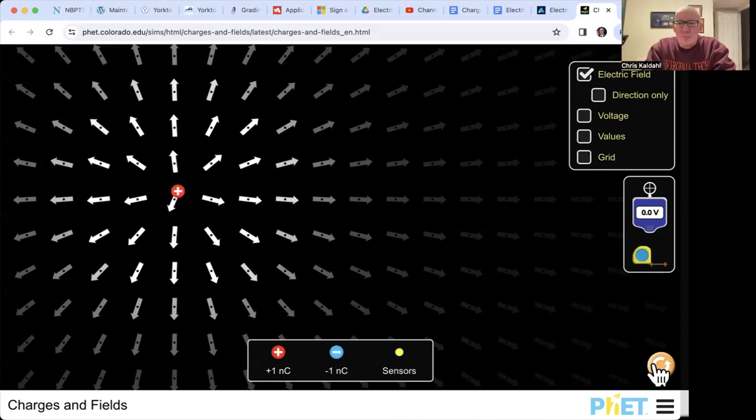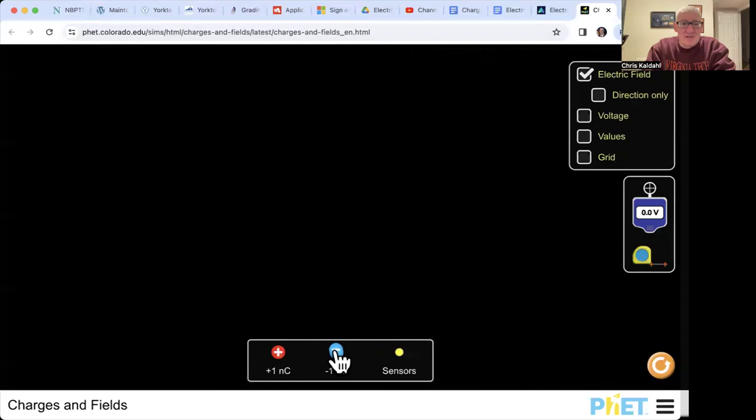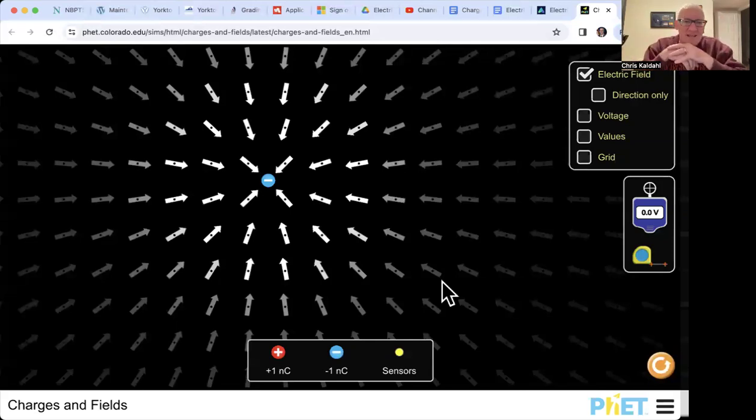If I were to put a negatively charged object, since they point away from a positive, guess which way they point? They point towards a negative, right? And remember what I said at the beginning: what these arrows represent is the direction that a small positive charge would feel a force in.